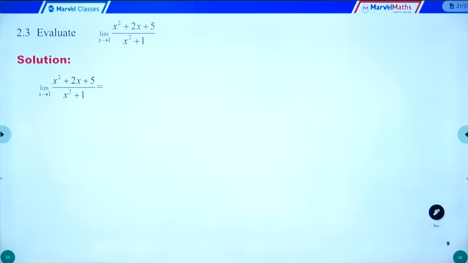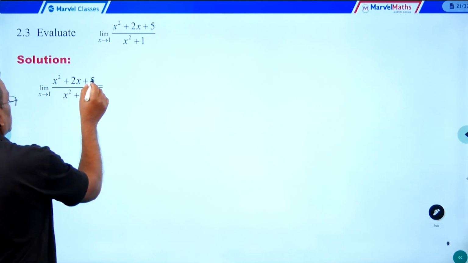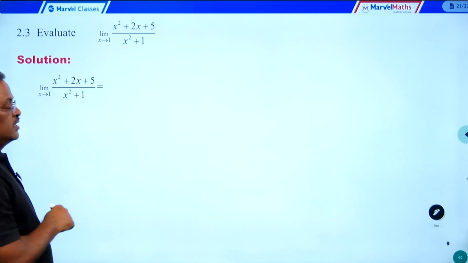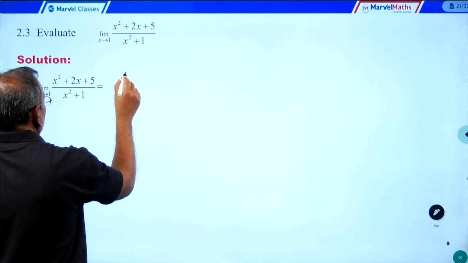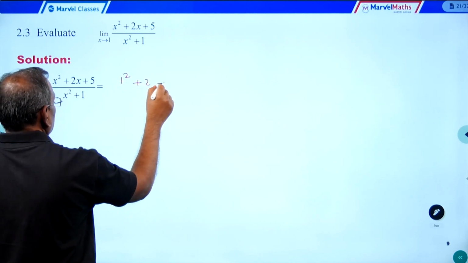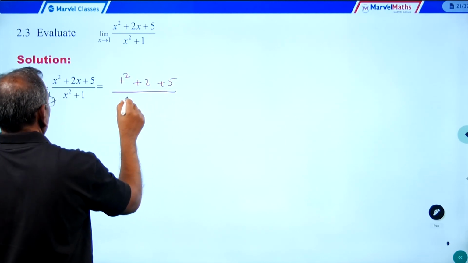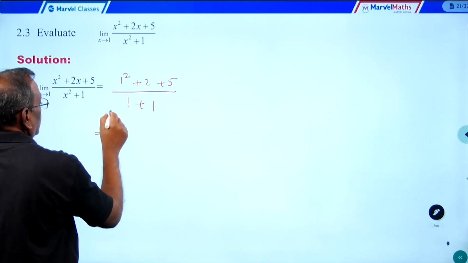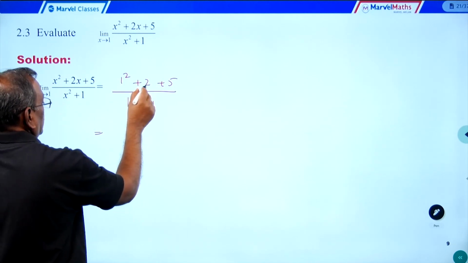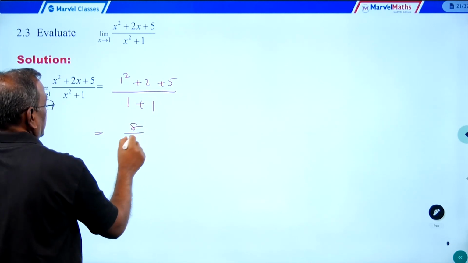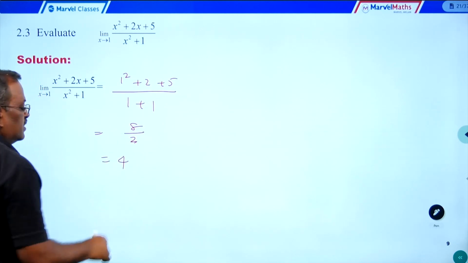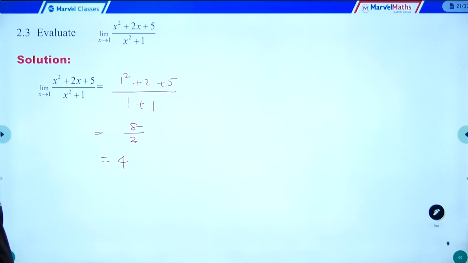That is a numerical value. Next, limit x approaches 0, x square plus 2x plus 5 by x square plus 1. Now directly substitute this value: 1 square plus 2 plus 5 by 1 plus 1. 1 square is 1, 1 plus 2 is 3, 3 plus 5 is 8, by 1 plus 1 is 2, and this value is 4. The value is 4. Different types of problems, correct?